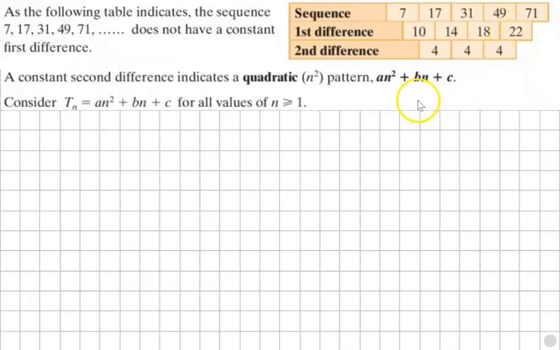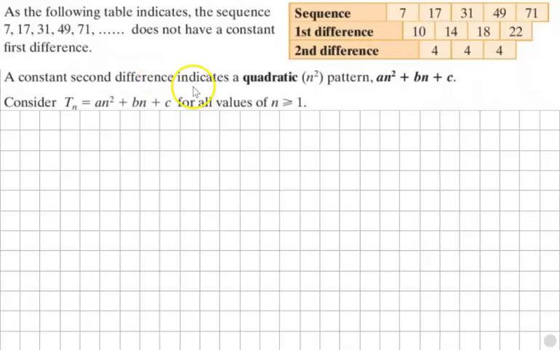So then we have a look at the second difference. To get from 10 to 14, we add 4. To get from 14 to 18, we add 4. To get from 18 to 22, we add 4. So the second difference is 4, making it a quadratic sequence. So this would look like a U-shaped graph if we were to draw it out on a graph.